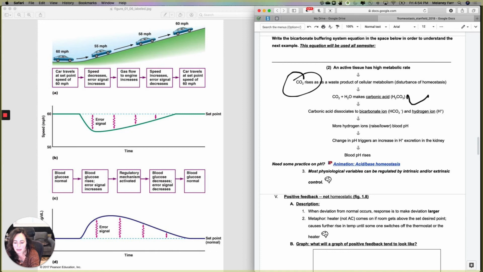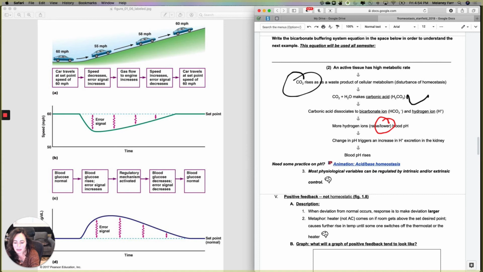And so let's make sure that you guys can do this part. So what do you think about more hydrogen ions? Do more hydrogen ions raise or lower the blood pH? More hydrogen ions lower the blood pH. Okay, so do I need to phone a friend to help with this?